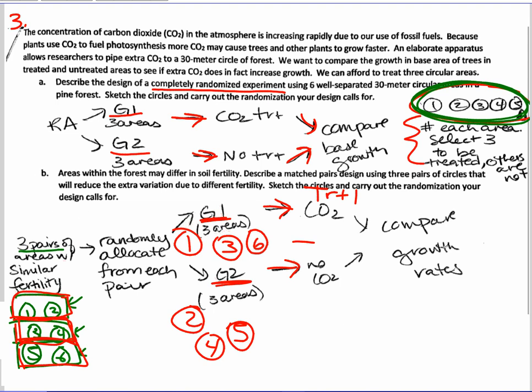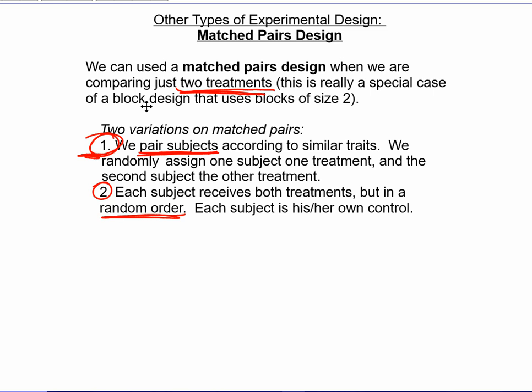So again, this is an example of a matched pairs experiment in which we pair subjects according to similar traits. So that's like option number 1 there. We paired the circles according to similar traits.